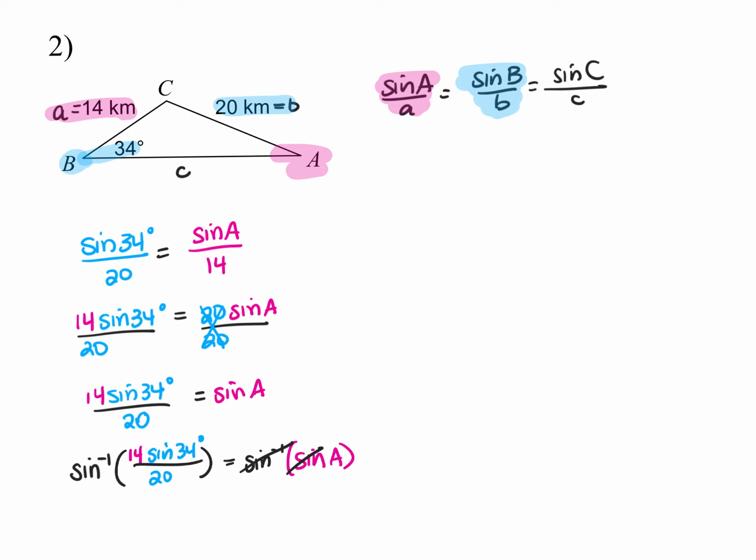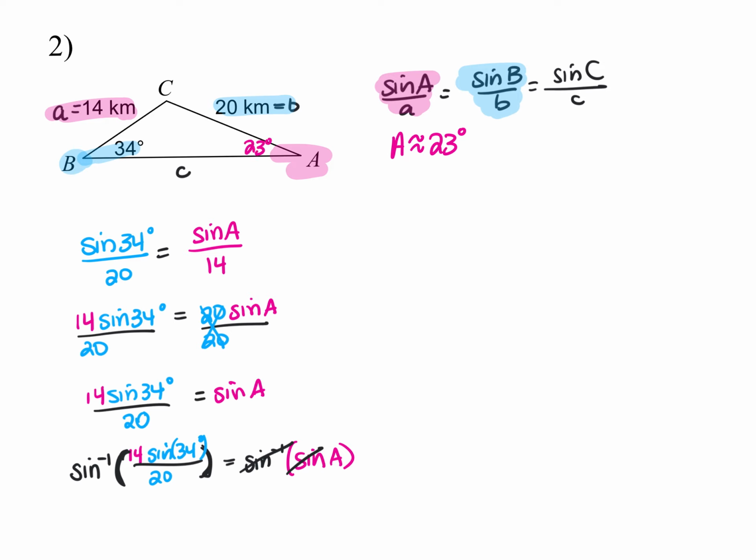You're going to need a large set of parentheses around this entire fraction, but then you're also going to see that when you type sine in the middle there, it's going to open up another set of parentheses that you'll need to close before you divide by 20. Okay, type that in, see what you get. So I got that A is about 23 degrees. Okay, so that's awesome. Now I know that angle.